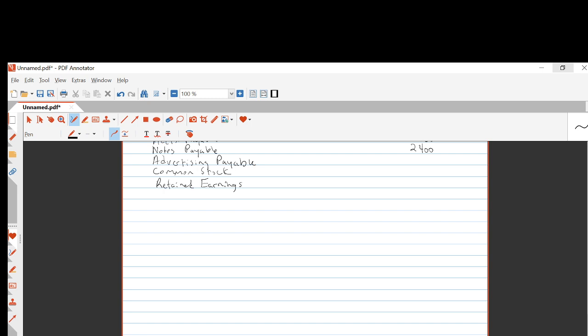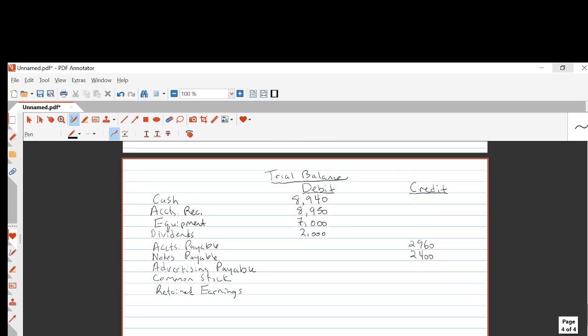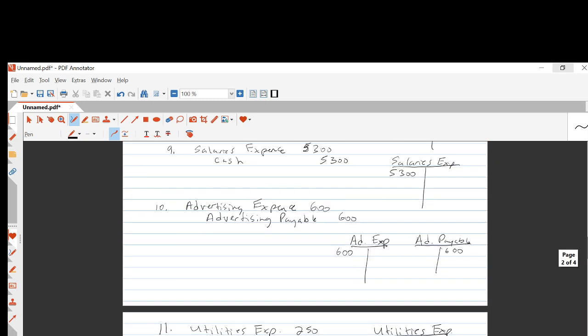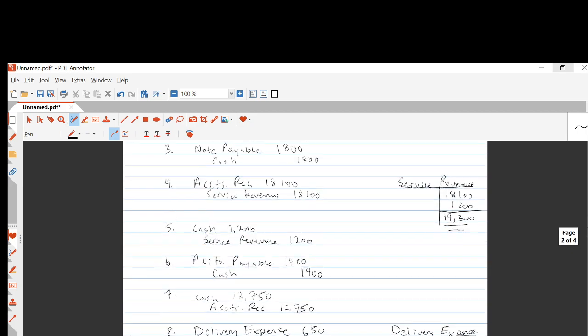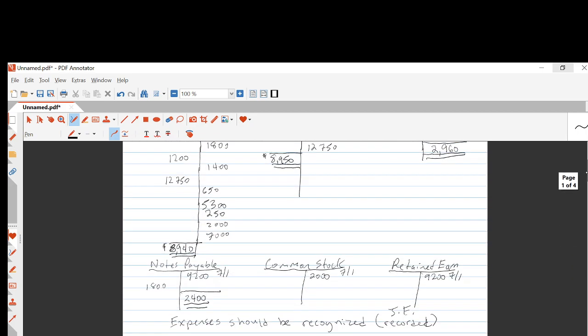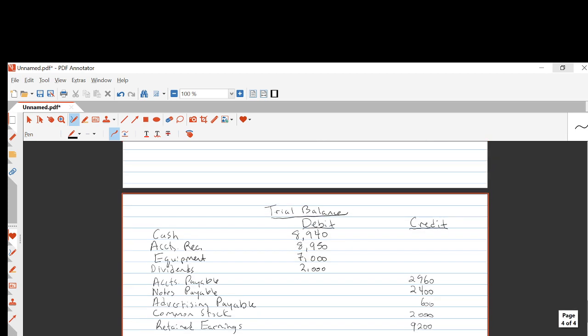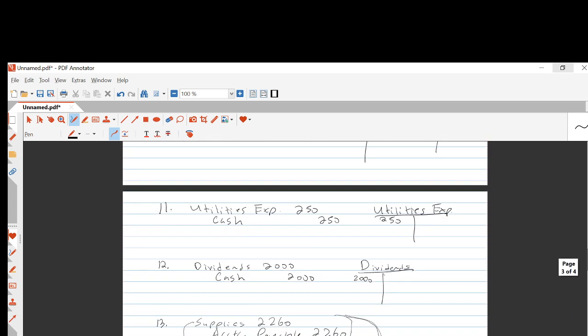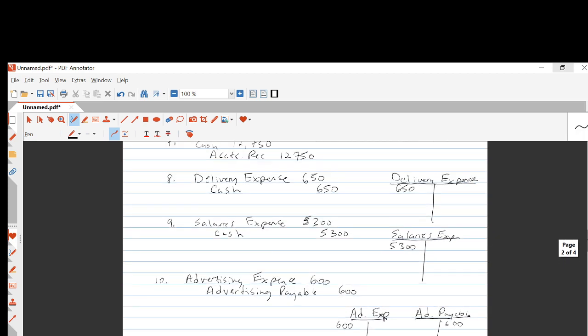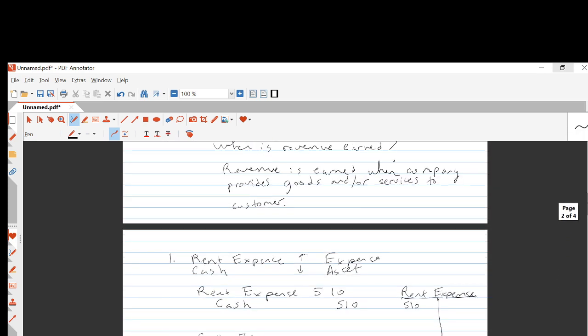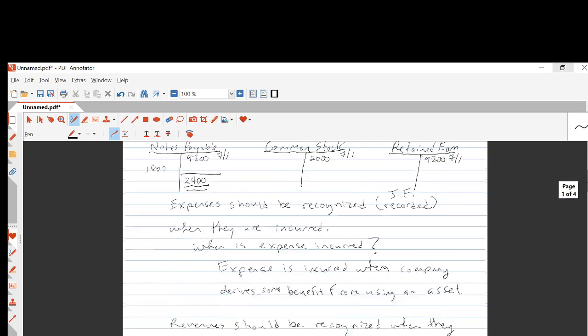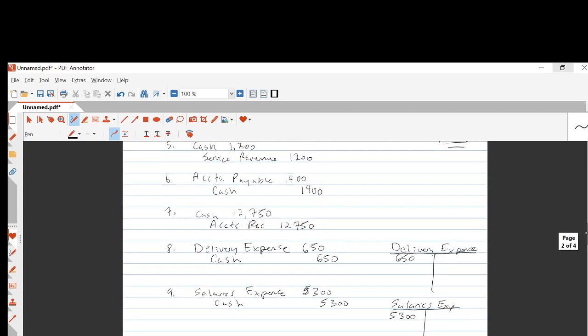And then we'll put our revenues, and underneath that our expenses. So let's see, advertising payable, common stock, and retained earnings. Advertising payable has 600 in it. Common stock has 2,000. Retained earnings has 9,200. And then we're going to list our revenues. Let's see, we have service revenue 19,300. Is that our only revenue? I think that is. Yeah, service revenue 19,300.